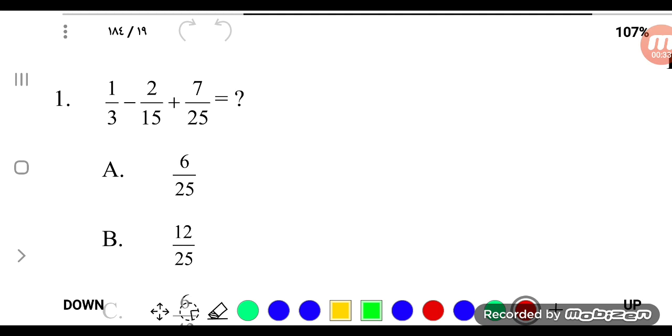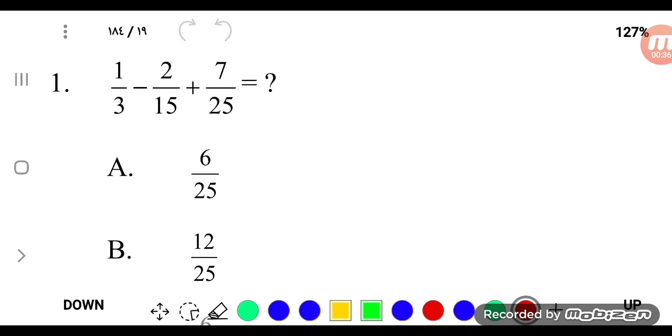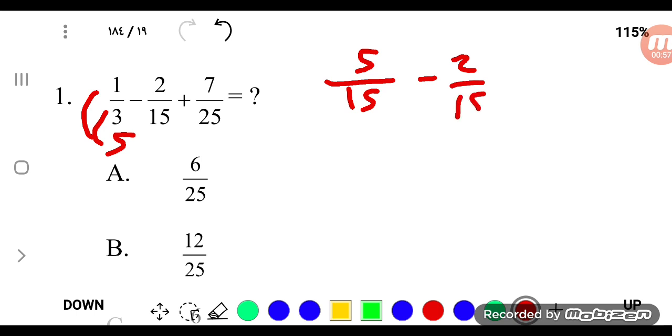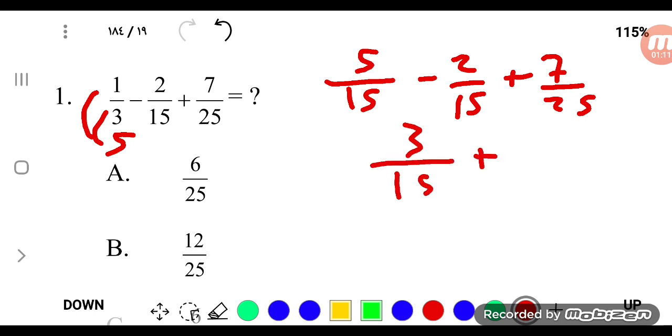Question number 1. Here you have to make the same denominator in order to choose the correct option. First, this times 5 up and down. You get 5 over 15 minus 2 over 15 plus 7 over 25. Here you have 3 over 15 plus 7 over 25.